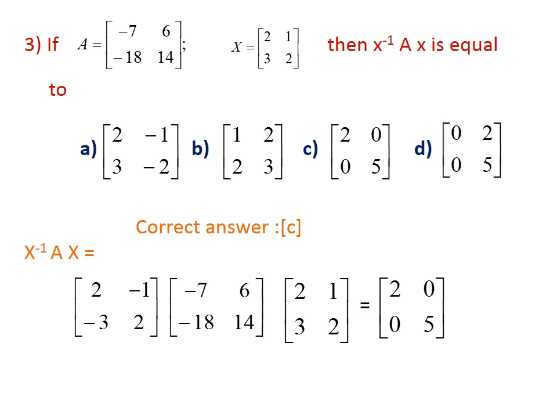Here first you take the x inverse. For taking x inverse, you have to take the second element in the first row and the first element in the second row with a minus sign. The x inverse is 2, minus 1, minus 3, 2. It is multiplied by the matrix A, minus 7, 6, minus 18, 14, and x, 2, 1, 3, 2. If you multiply it, you will get 2, 0, 0, 5. The matrix of 2, 0, 0, 5 is the correct answer. The correct answer for this question is C.